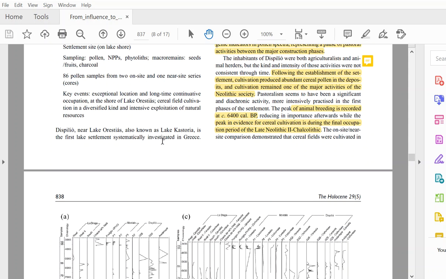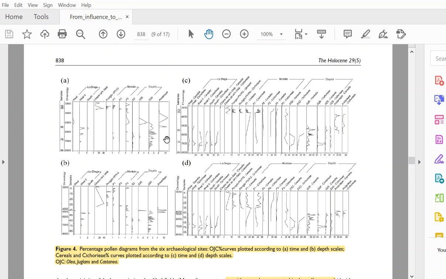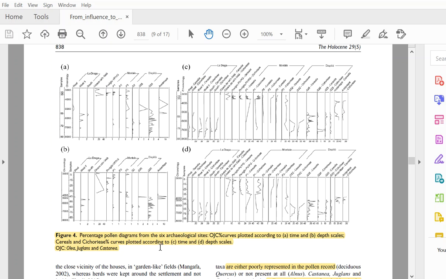You might have to take notes on what they're talking about. And I will go through this chart here in just a bit. This is showing pollen diagrams from all 6 sites. And they're looking at the OJC, so I just went over those. Evergreens, walnuts, and chestnuts, their pollen.